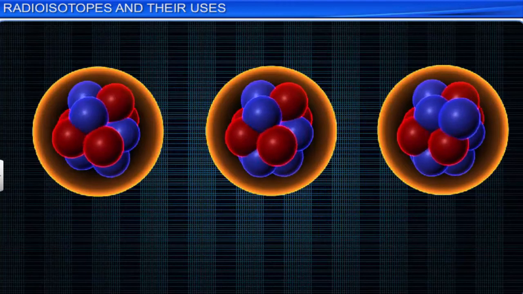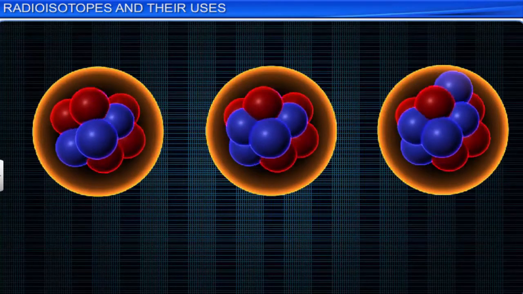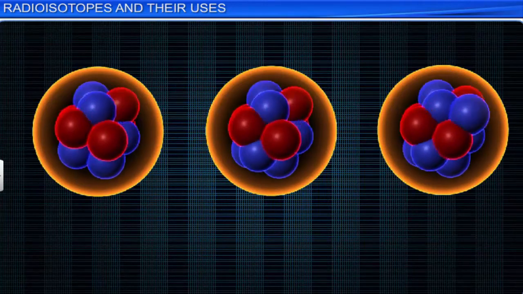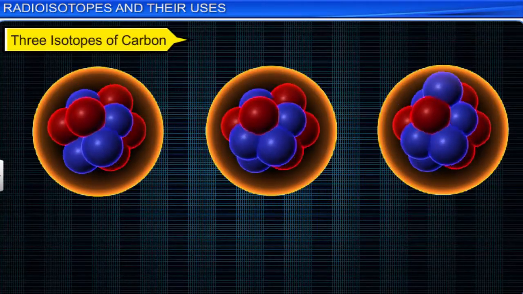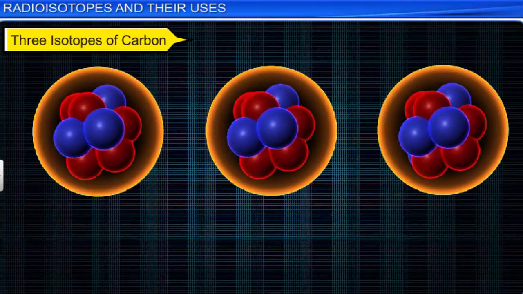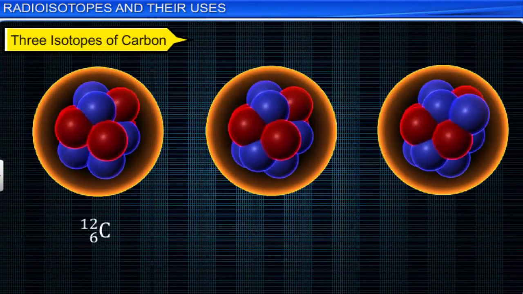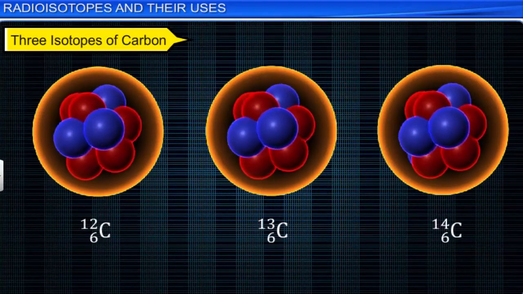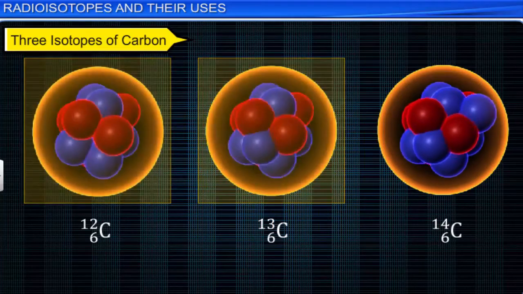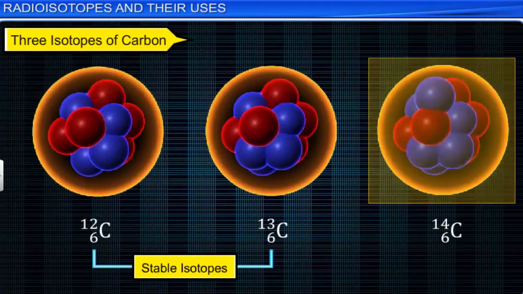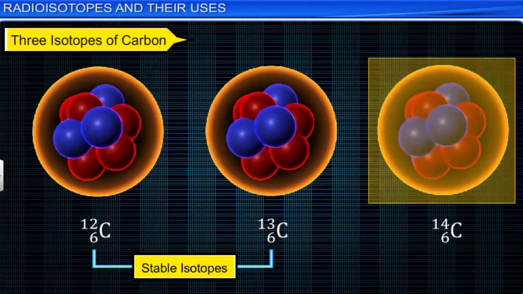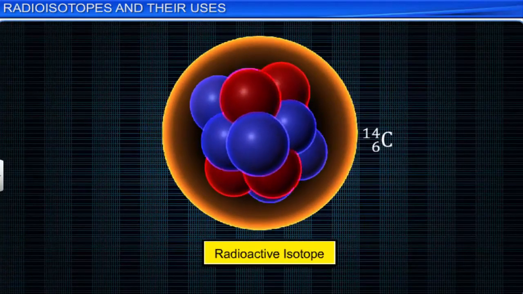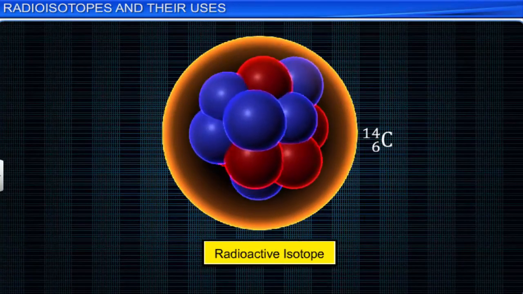Atoms of the same element with the same atomic number but different mass numbers are called isotopes of the element. For example, carbon has 3 naturally occurring isotopes known as carbon-12, carbon-13 and carbon-14. Carbon-12 and carbon-13 are stable, but carbon-14 is unstable and exhibits radioactivity. Isotopes that exhibit radioactivity are called radioisotopes.